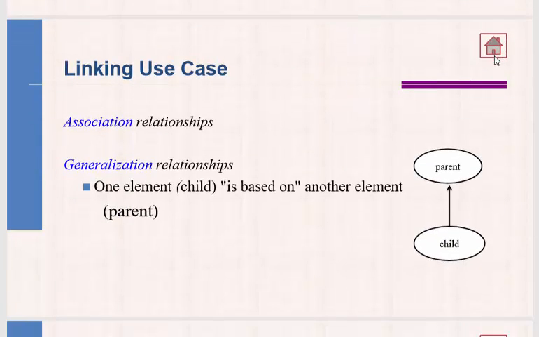Linking use cases: we have association relationship and generalization relationship. In generalization, we have a child that is based on another element called the parent. We can see it here.